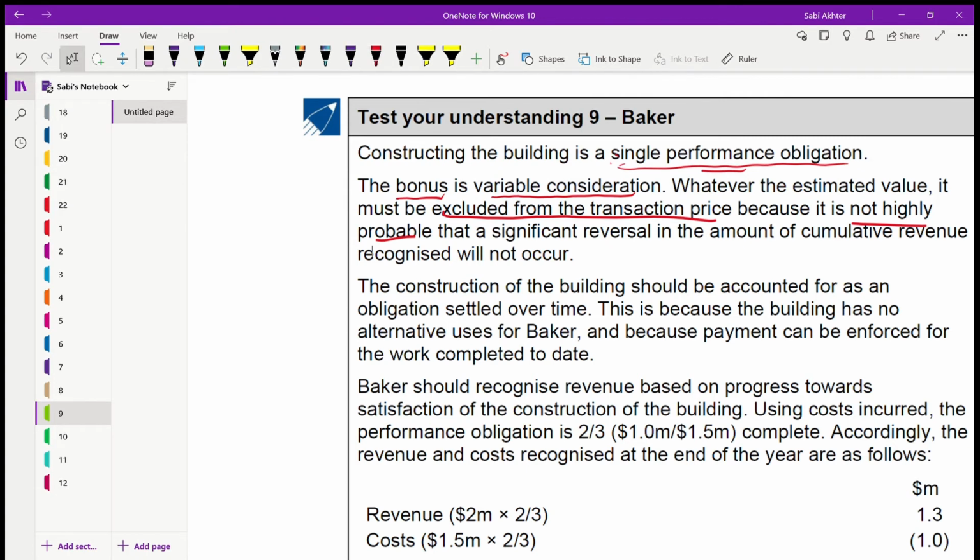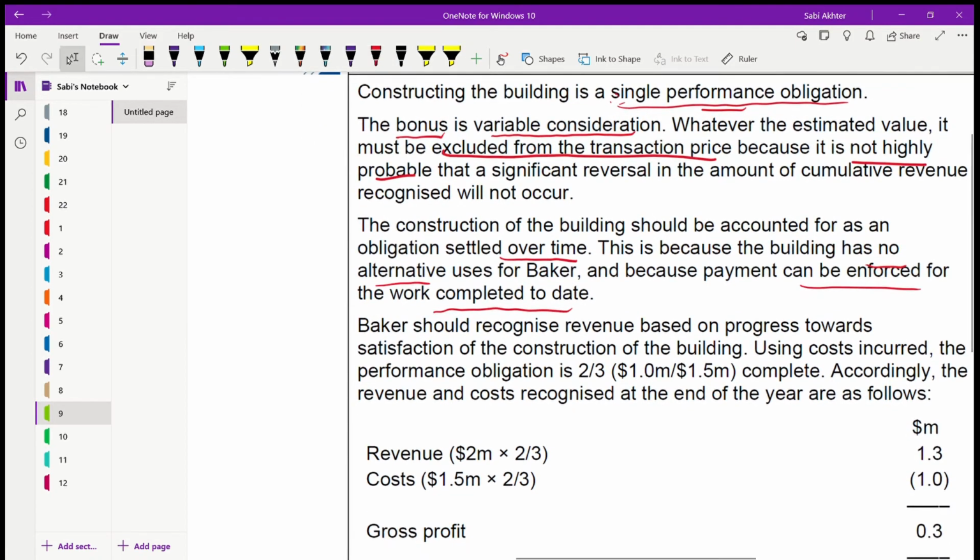So the construction of the building should be accounted for as an obligation settled over time. This is because the building has no alternative use for Baker, because it is specialized, and because payment can be enforced for the work completed to date. That's why it is over time. So Baker should recognize revenue based on the progress towards satisfaction of the performance obligation.